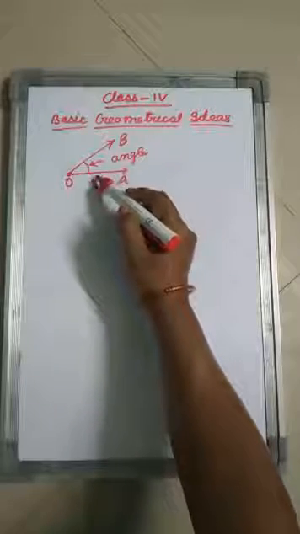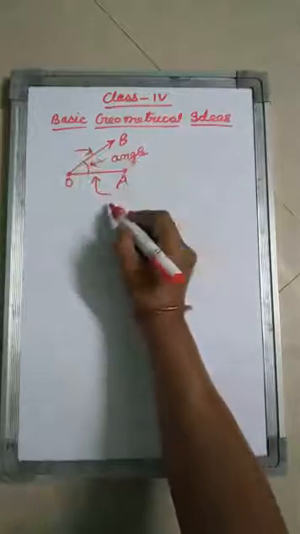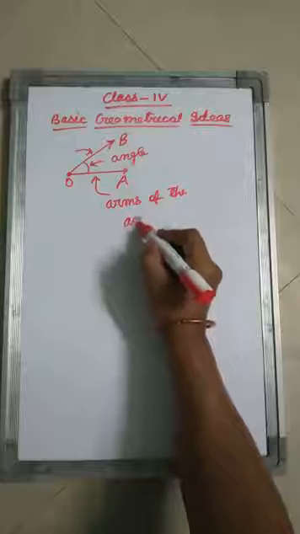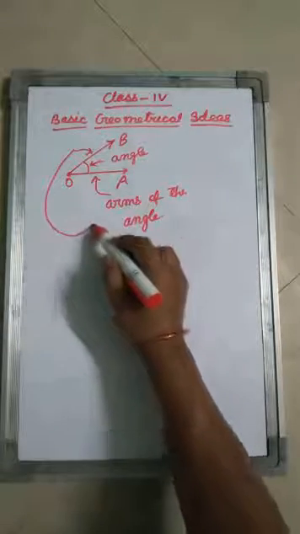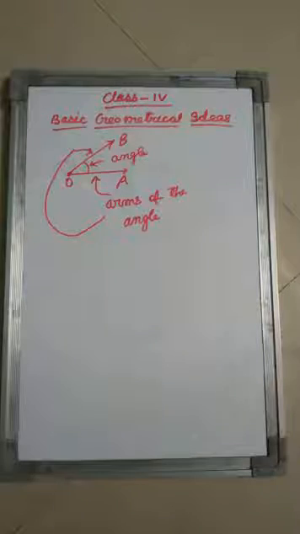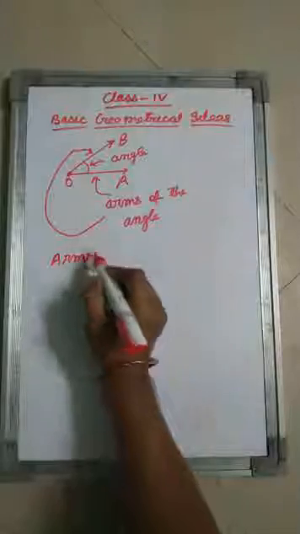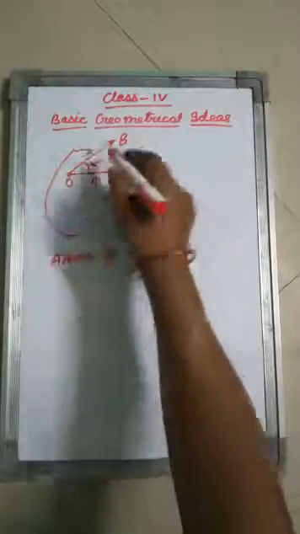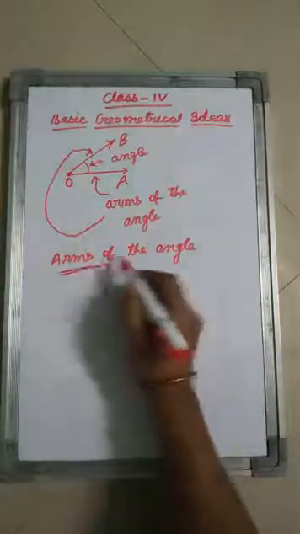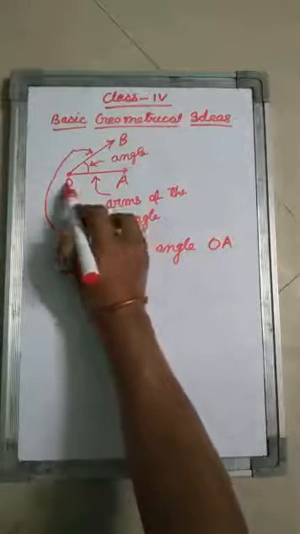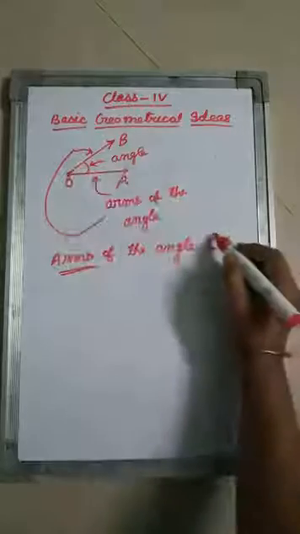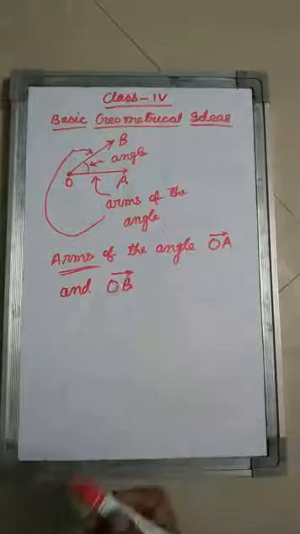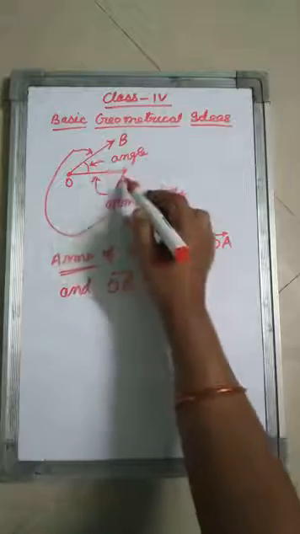These two rays are called arms of the angle. What are the arms of the angle in my diagram? That is OA and OB. These are the two arms of the angle BOA or AOB.